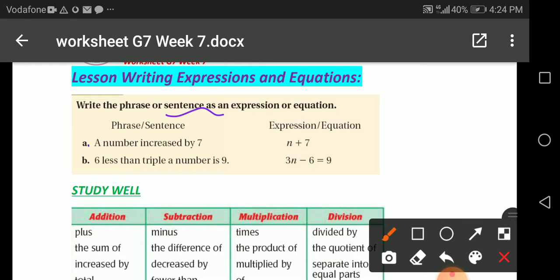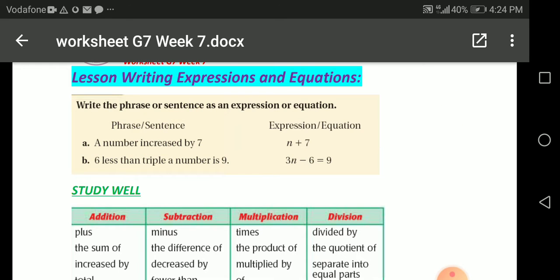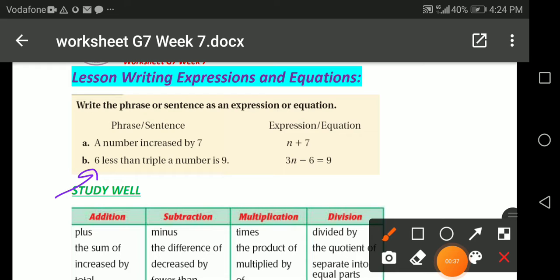So if I ask you here, a number increased by 7, let the number be n. Increased, what does it mean? Increased means plus 7, so n plus 7. What about the other phrase here? 6 less than triple a number.